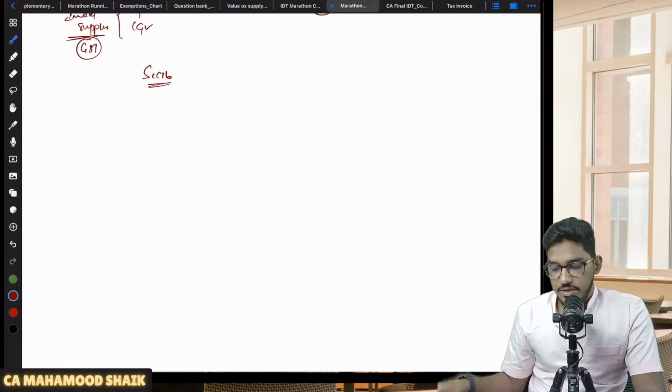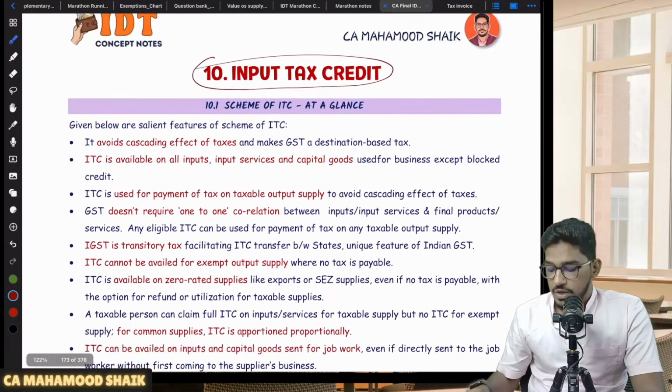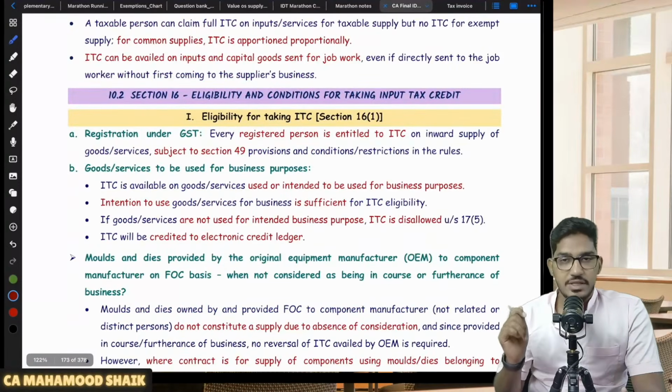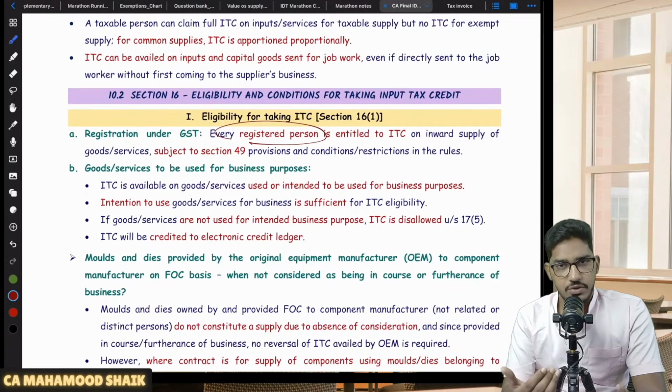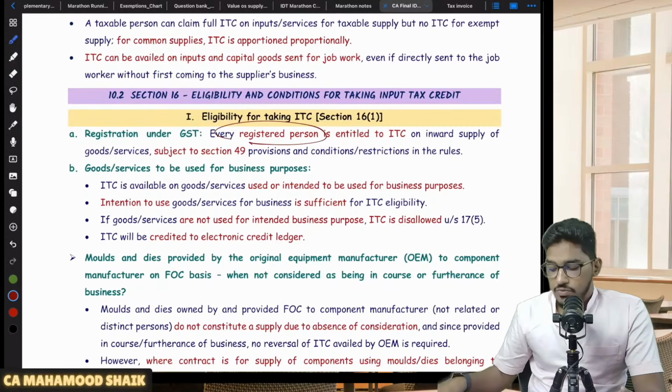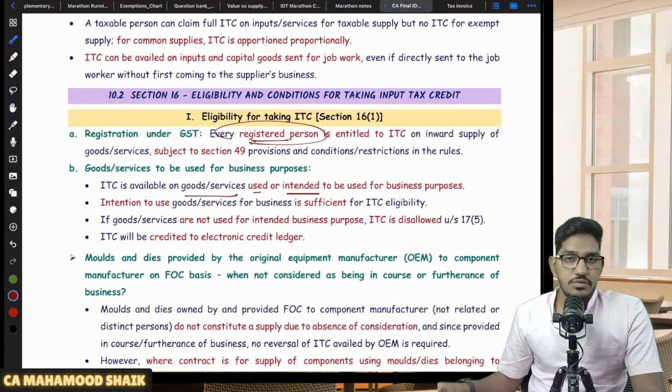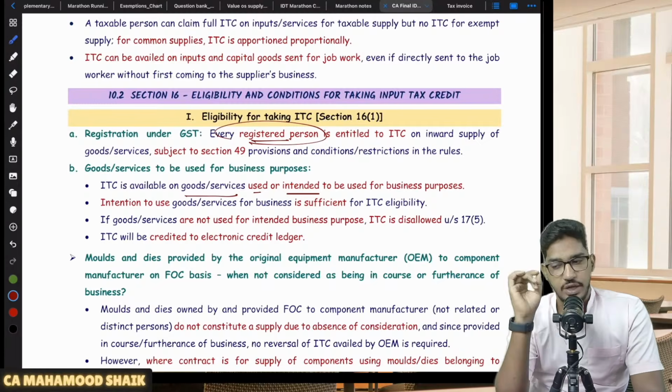So first let us talk about eligibility. Sir, who is eligible for availing input tax credit? If you come to section number 16 subsection 1, it says that in order to be eligible for availing input tax credit, you must be a registered person. First and foremost condition is what? Registered person. Only when you are a registered person can you avail the input tax credit. And also one more condition: whatever goods or services he uses or intends to use in the course or furtherance of the business, then only you become eligible to avail input tax credit.